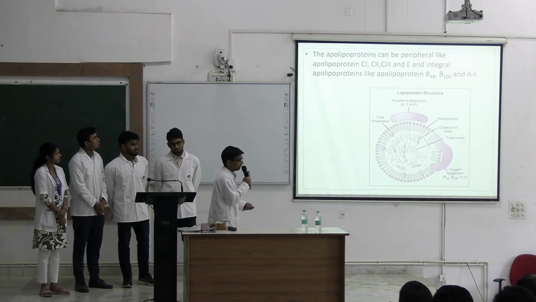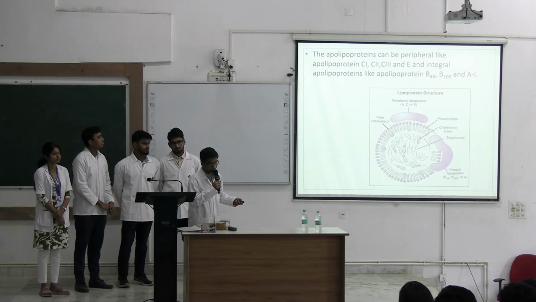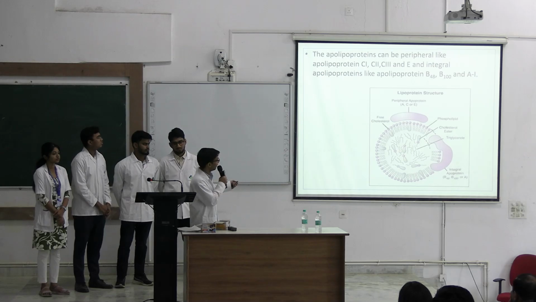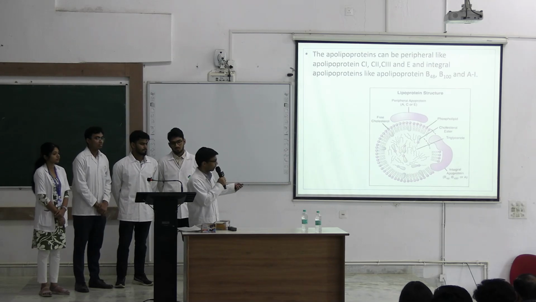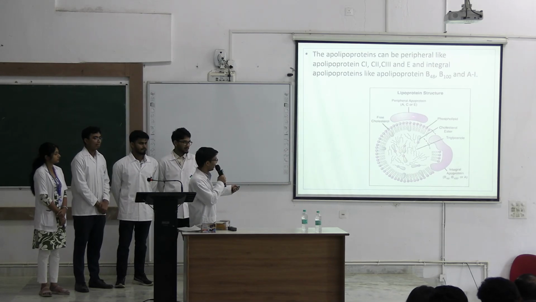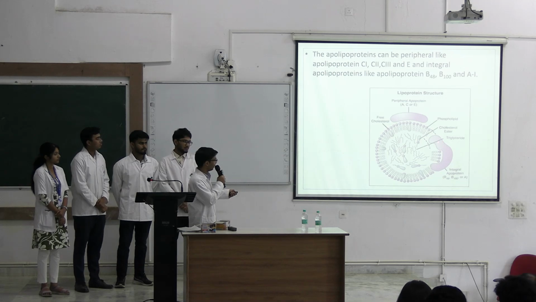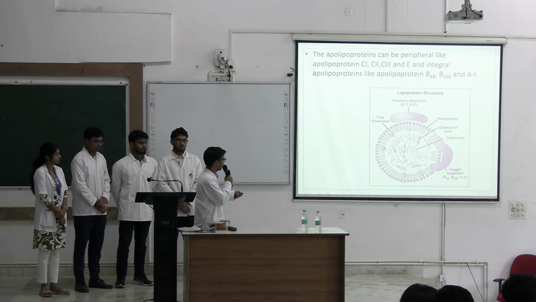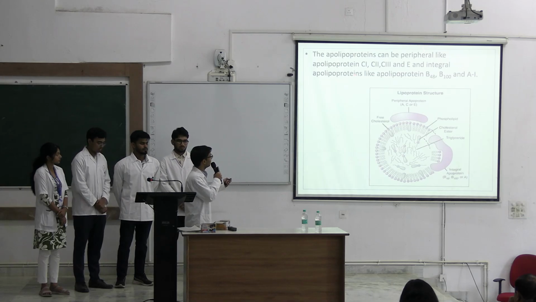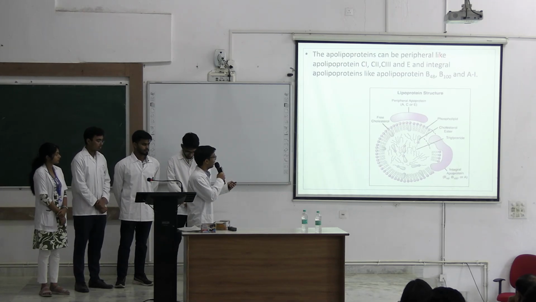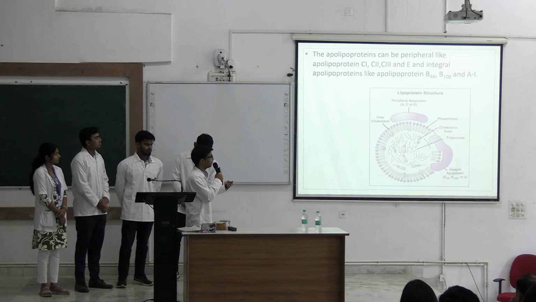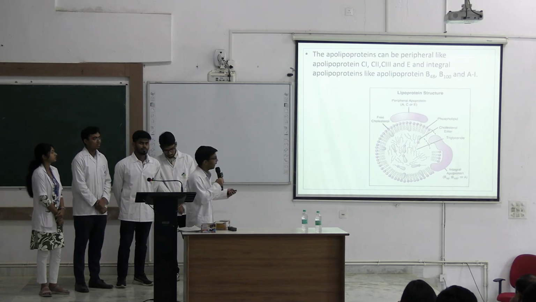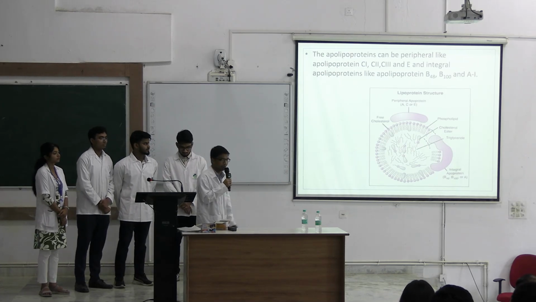Apolipoproteins can be classified into two types, the peripheral and the integral. These are the peripheral apolipoproteins, and these are the integral apolipoproteins. The peripheral apolipoproteins are C1, C2, C3, and E, and the integral apolipoproteins are B48, B100, and A1.